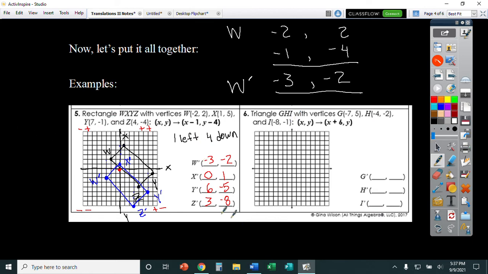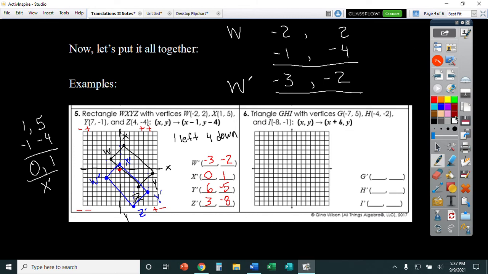So X is at (1, 5). You're being told to subtract 1 and to subtract 4. 1 minus 1 is 0. 5 minus 4 is 1. And if you look at the coordinates that I have for X prime underneath, those are the coordinates I have for X prime. So either doing it mathematically or visually by graphing it, either way you get the same answer.